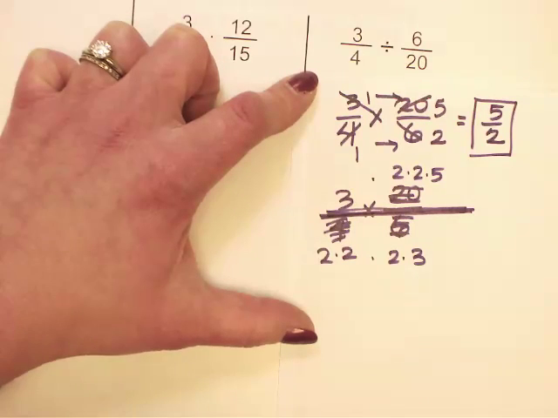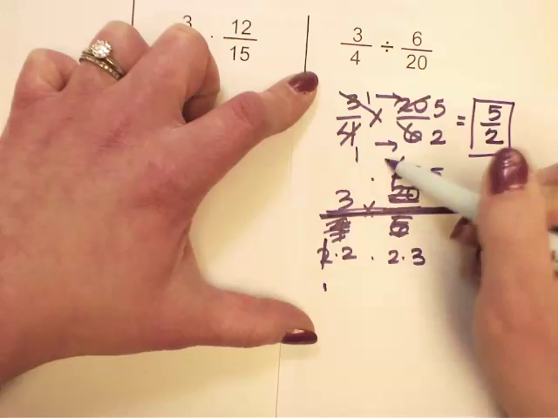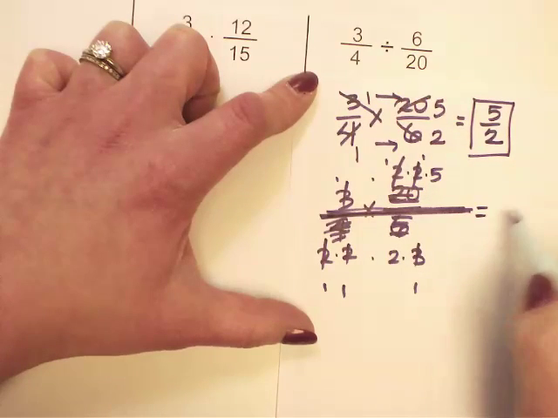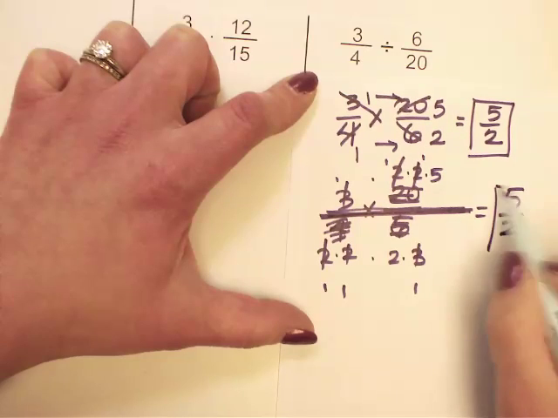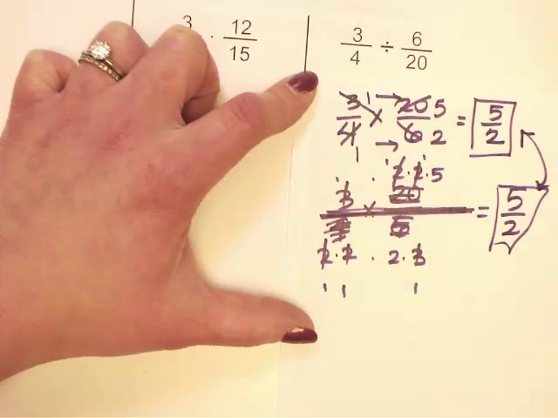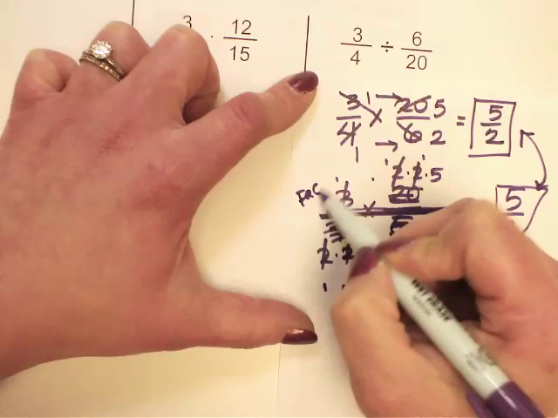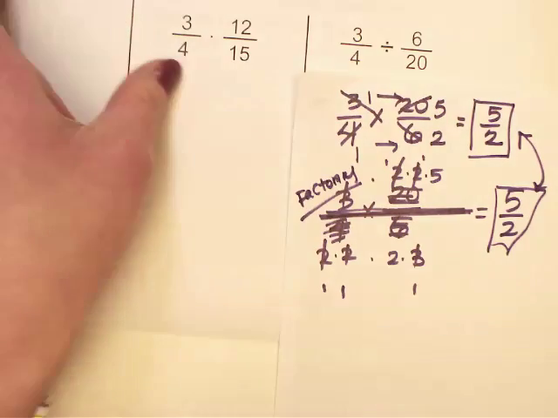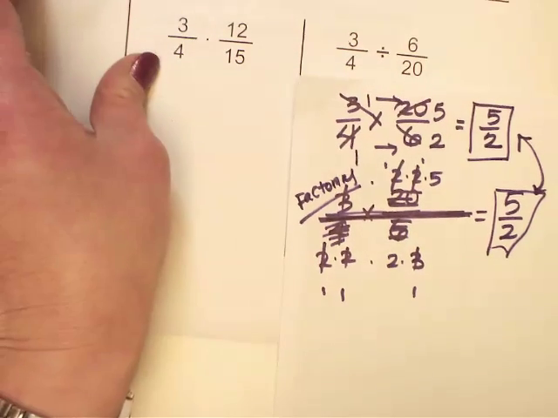What can we cancel? Cancel out my 2's, cancel out another 2, cancel out a 3. What do I have left? I have 5 over 2. And ta-da, it's the same answer as the other one. Okay? So today we're just going to use a factoring method. Okay? So let's go ahead and get started. And these are the steps that we're going to be following. So step number 1.